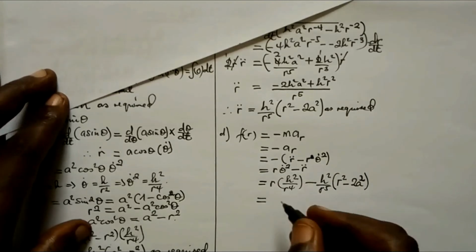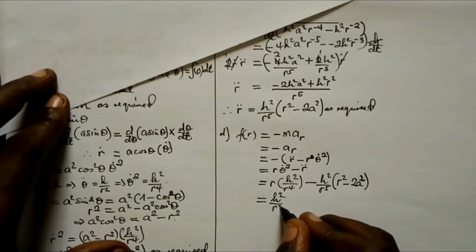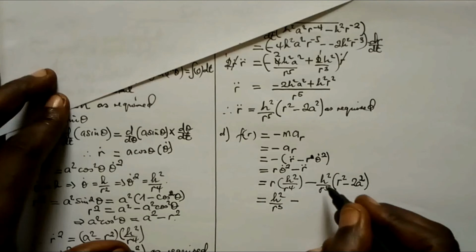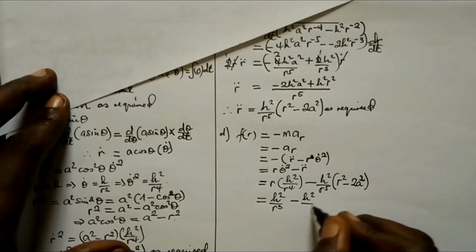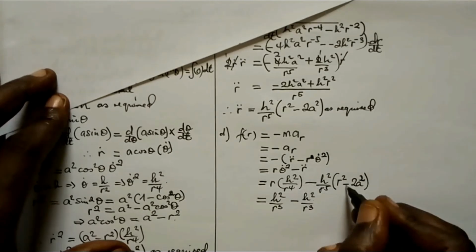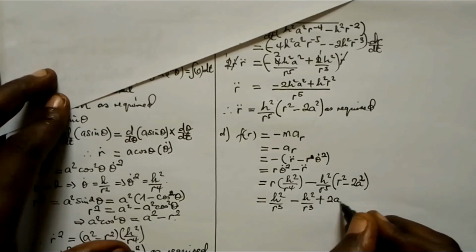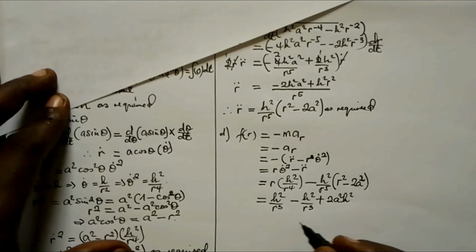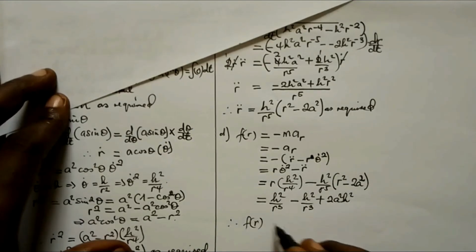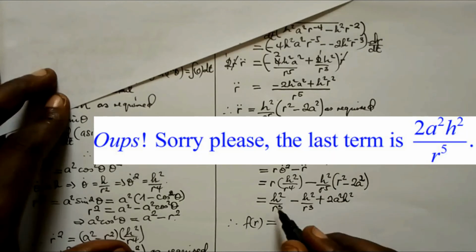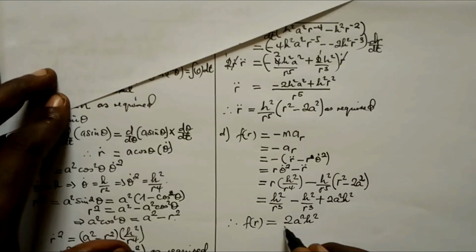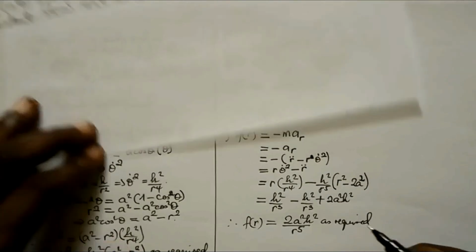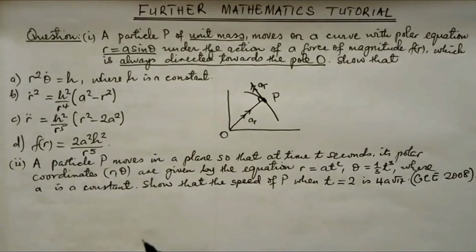And when I expand to simplify, I get h squared all over r cubed minus h squared over r to the fifth times r squared, which will be h squared over r cubed. Negative times negative becomes positive 2a squared h squared. And therefore, f of r equals h squared on r cubed minus h squared on r cubed would cancel, and you are just left with 2a squared h squared all over r to the fifth as required. So this is the D part proven.